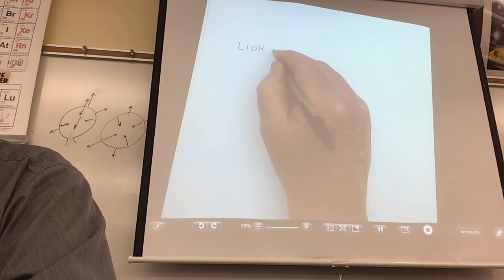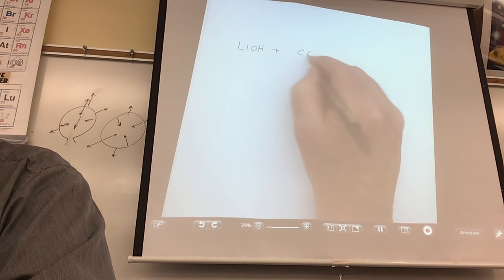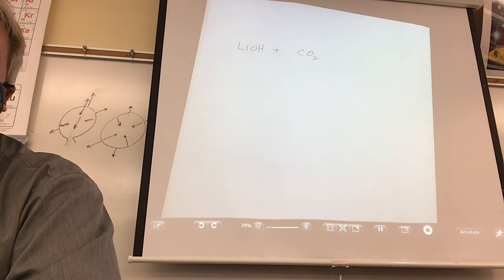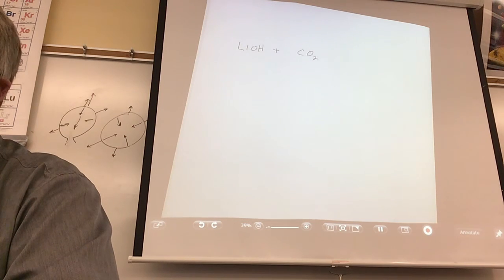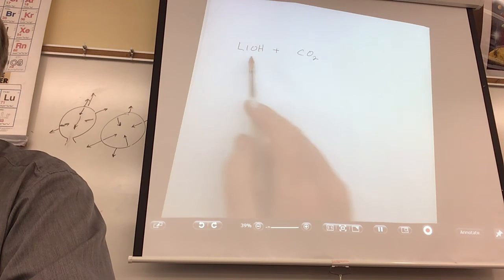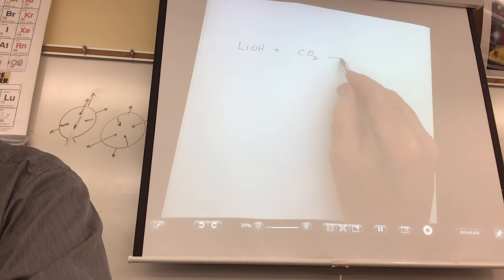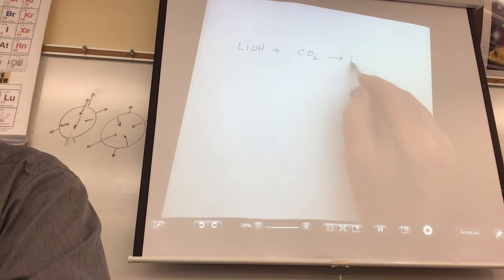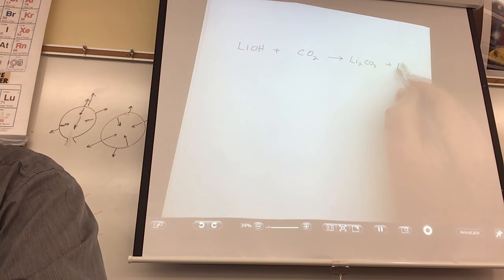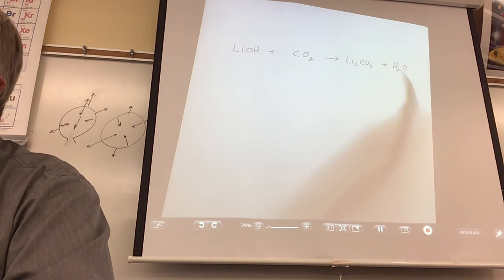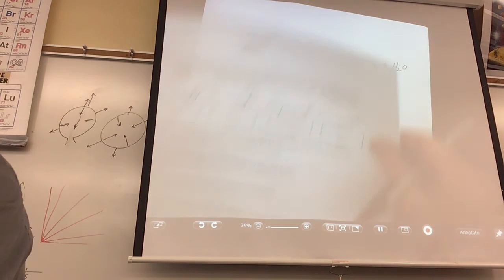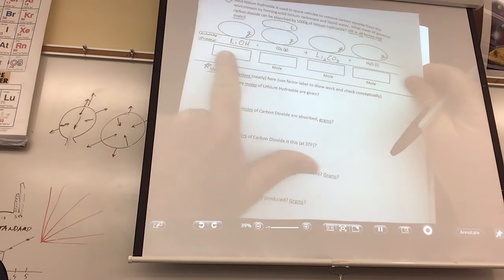All right, lithium hydroxide is going to react with carbon dioxide. They use this for astronauts. When they're up in space and they breathe out all the time, they can't allow the carbon dioxide to build up in the cabin. So they actually use this chemical, lithium hydroxide, and it absorbs carbon dioxide. And it keeps them from getting killed. And it forms a compound called lithium carbonate and water. Okay, can everybody see where to put that right there?